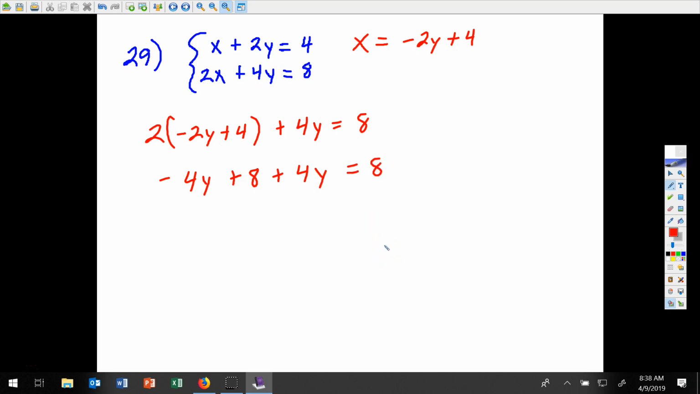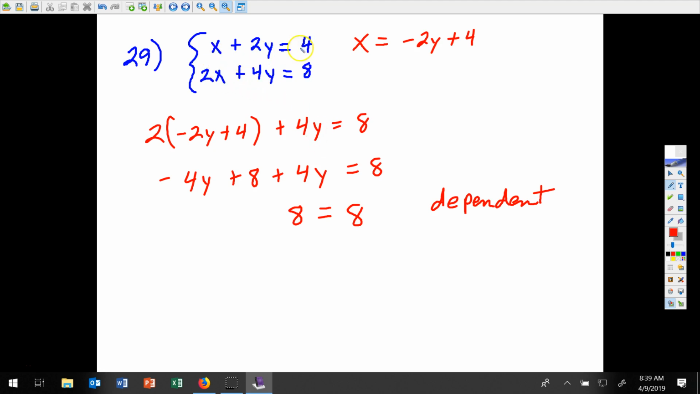Well, here we have one of those weird situations again where the variable drops out. And we're left with a true statement. Just the opposite of what we had in the previous problem. So whenever we're left with a true statement, this is called being dependent. And what this means is if we graphed these two lines, basically it's really two different equations that represent the same line. Can you see it?